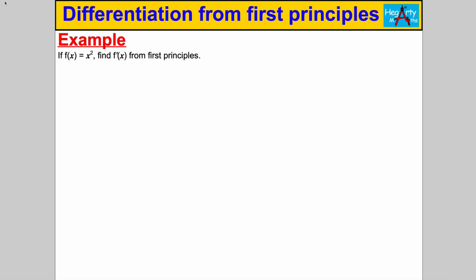Here's a curve. See if you can find f primed of x, the gradient function, from first principles. Always start with defining f primed of x, or the gradient function. It's the limit as h tends to 0 of f of x add h, take away f of x, all divided by h. What's f of x in this case? f of x is equal to x squared. What would f of x add h therefore be? Well, it's just substituting in, it would be x add h, all squared.